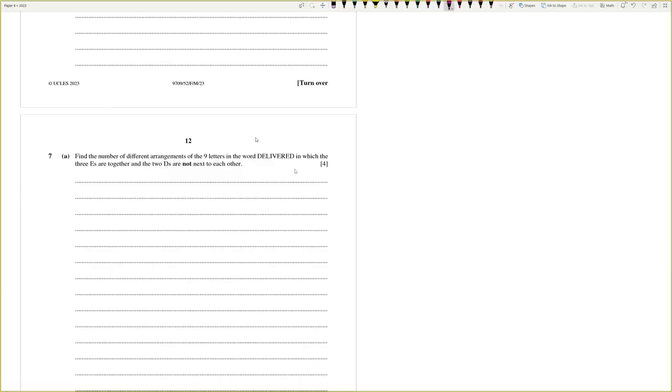So the first thing you have to do after you get a word like this is arrange the letters like this. So we have DD, triple E, then LIVR, liver. So in total we have 9 letters, in which find the number of arrangements in which the 3 E's are together and the 2 D's are not next to each other.